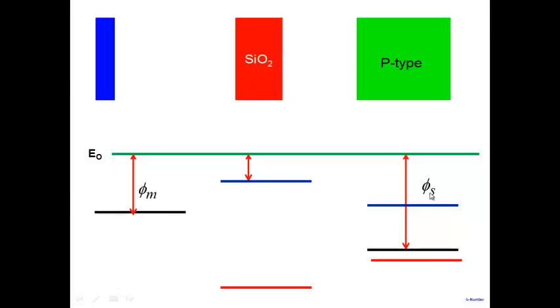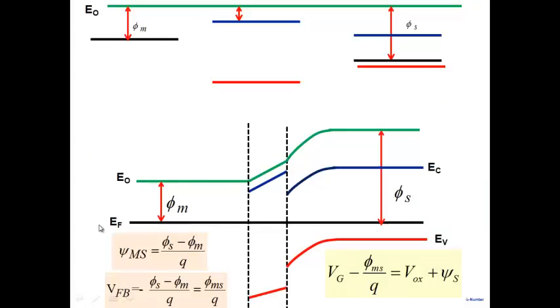Work function here, work function of the semiconductor, and then we bring them together. And then, of course, we know charge transfer occurs, Fermi energy equalizes, and we get a band diagram, which is shown over here. Because the semiconductor and the metal Fermi energies initially are different, you get a built-in potential.